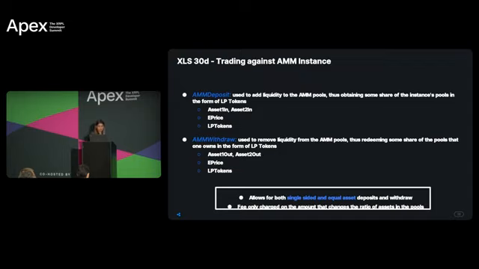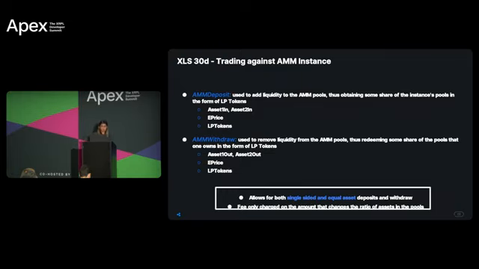Next is, how do we trade against this AMM instance? So we introduce new transactions, that is the AMM deposit transaction and AMM withdraw transaction to respectively deposit and withdraw liquidity. And we propose to use the existing payment transaction to swap assets within the pool. So an AMM deposit transaction, as the name suggests, is used to add liquidity to the AMM pools, thus obtaining some shares of the instance's pool in the form of LP tokens.